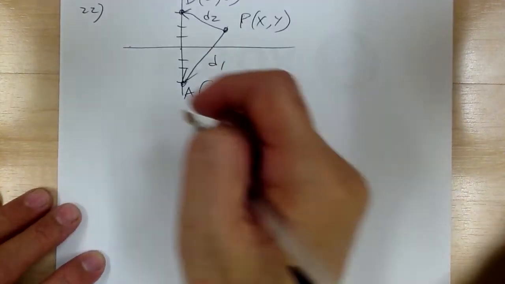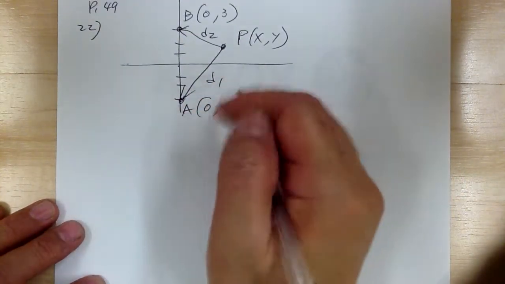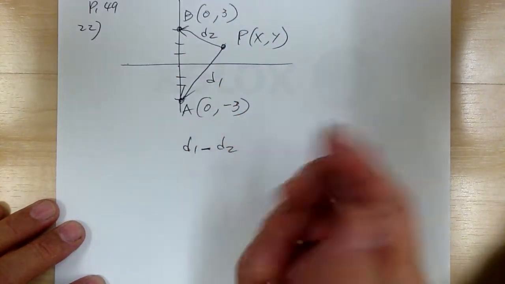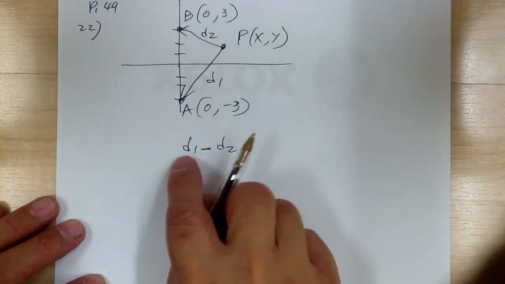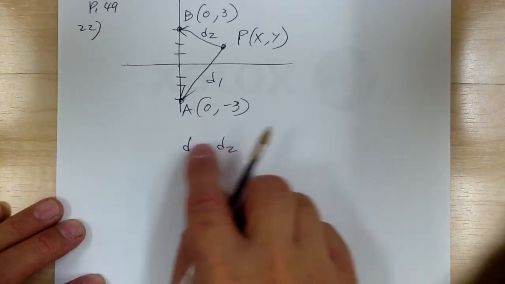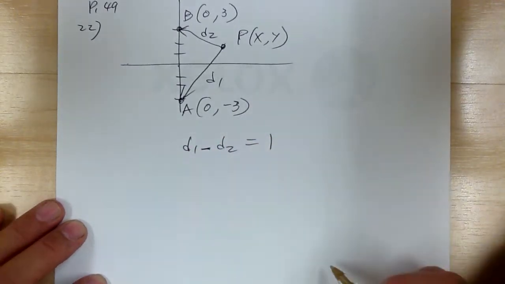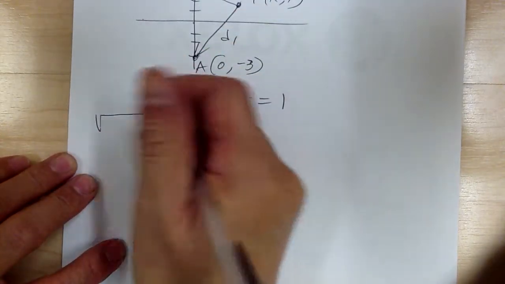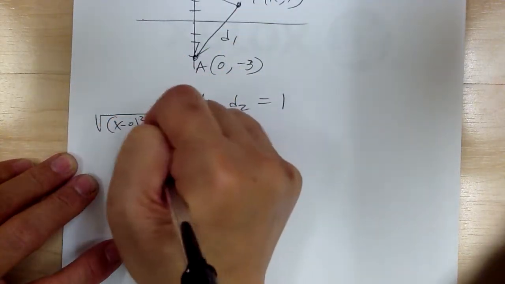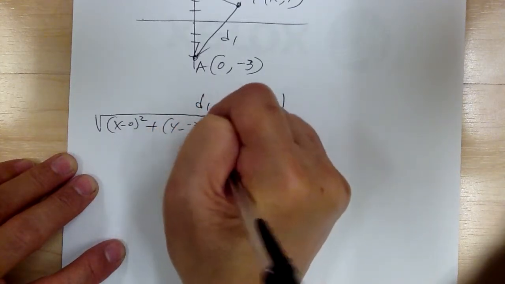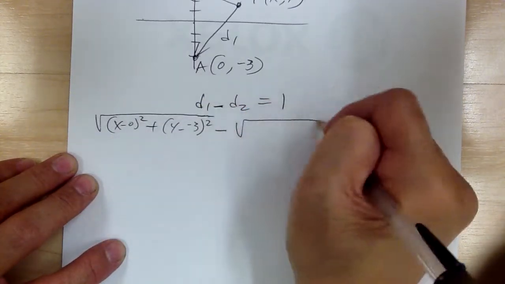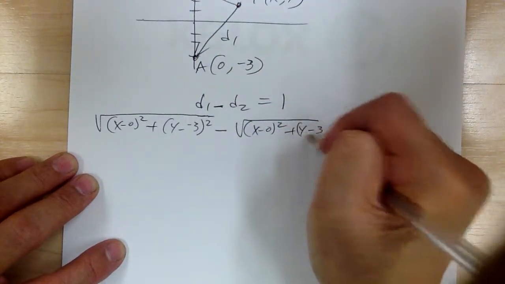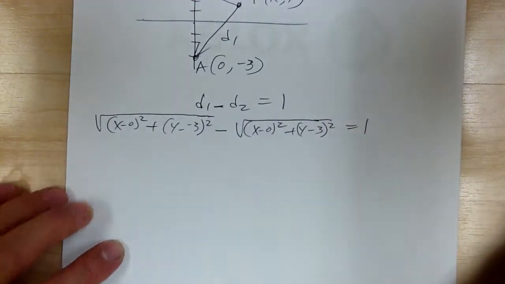D2. And the condition that you're looking for is that the difference, so difference means subtraction, the difference of the distance. So D1 minus D2. Now if you have D2 minus D1, it doesn't matter, as long as you subtract. So the difference between the two distances is equal to 1. Okay, so now you apply the definition, so you're going to get square root of (x minus 0) squared plus (y minus negative 3) squared, and you take the square root, minus D2, which is square root of (x minus 0) squared plus (y minus 3) squared, and this is equal to 1.